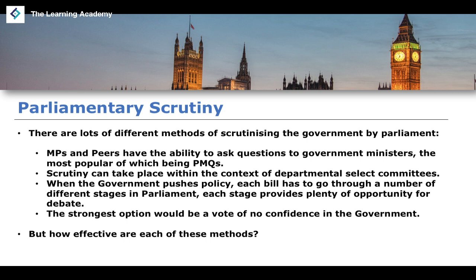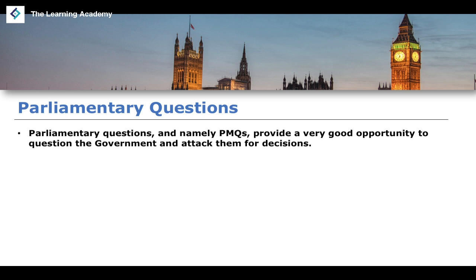So these are the different methods that we can think about when we're talking about the ways in which Parliament scrutinises the executive. Now the question is, how effective are each of these methods in doing so? And let's begin with parliamentary questions, and specifically focusing on Prime Minister's Questions, because the Prime Minister is the head of the executive, and because Prime Minister's Questions is the most significant in terms of public image and in terms of the popularity of it.